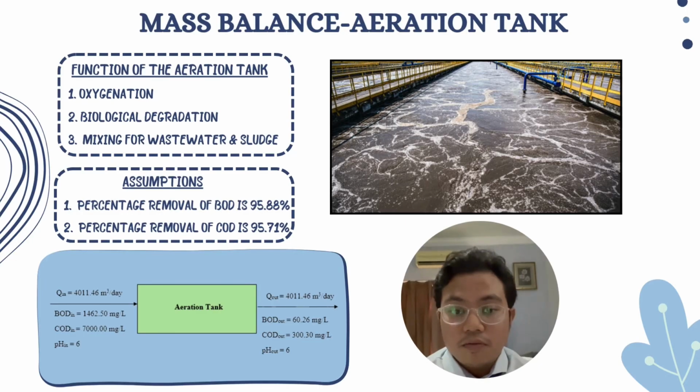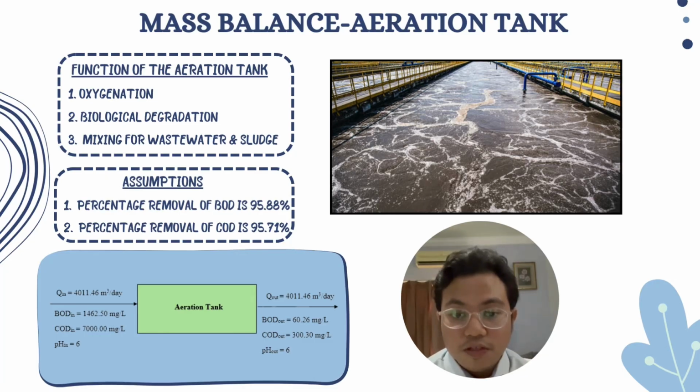Next, the section for mass balance for the aeration tank. There are three functions for the aeration tank. First, this tank is for the oxygenation process for the microorganisms. Second, this tank is for biological degradation, with microorganisms using the wastewater as a food supply. And third, this tank is for mixing between the wastewater and sludge treatment.